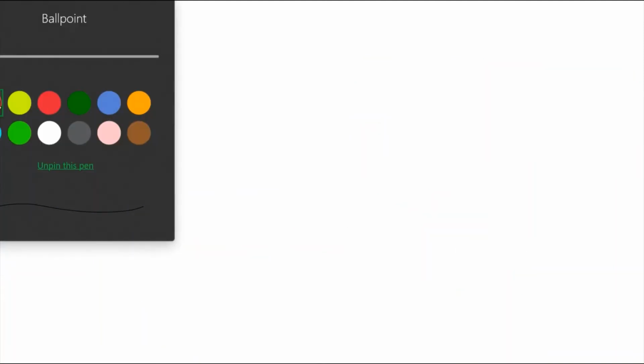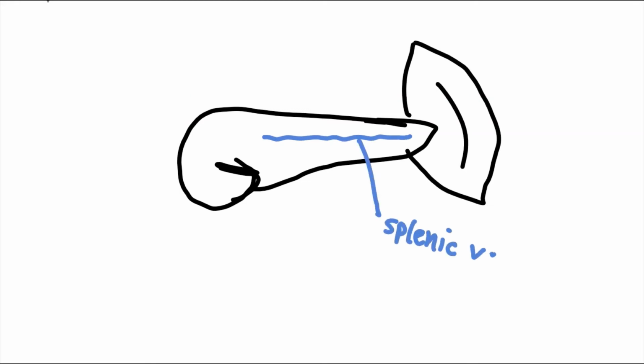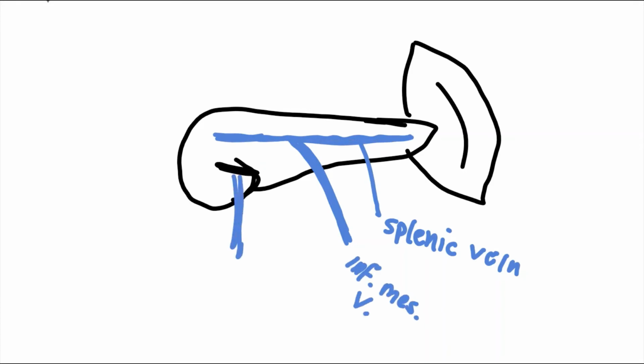Now for the veins, here's the pancreas again, and from the body and the tail, the pancreatic veins drain into the splenic vein. The inferior mesenteric vein also drains into the splenic vein, and this will join with the superior mesenteric vein, which is where the pancreatic veins from the head will drain into. And together, the superior mesenteric vein and the splenic vein will drain into the hepatic portal vein.